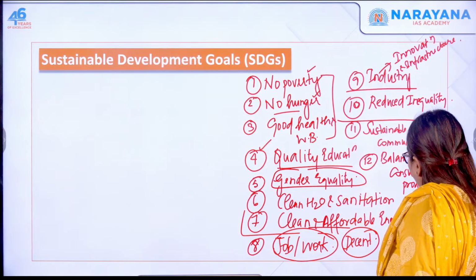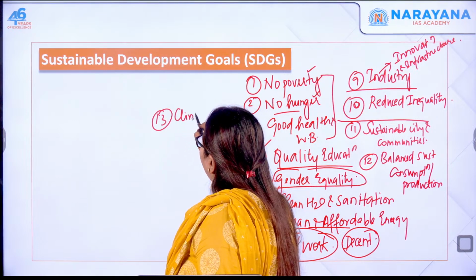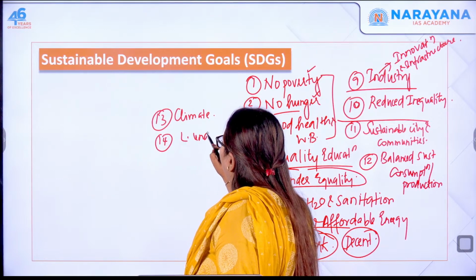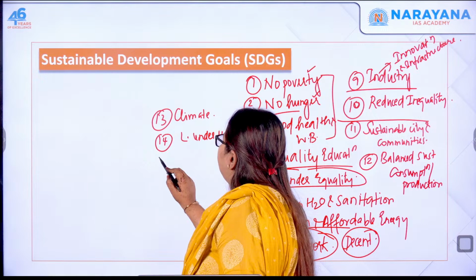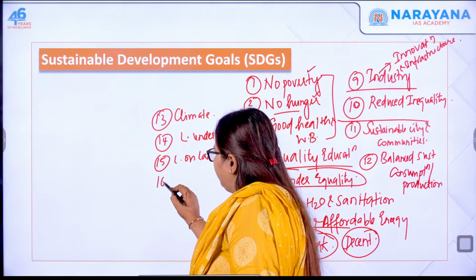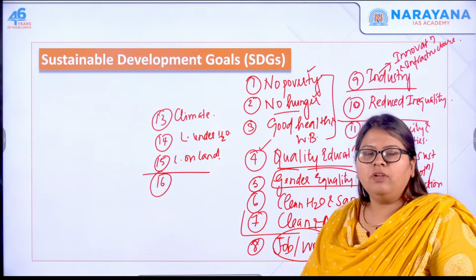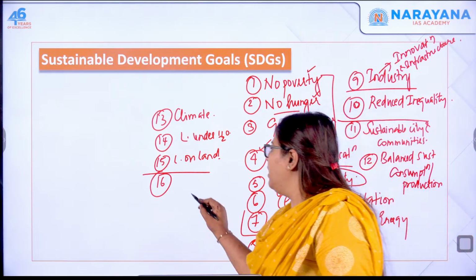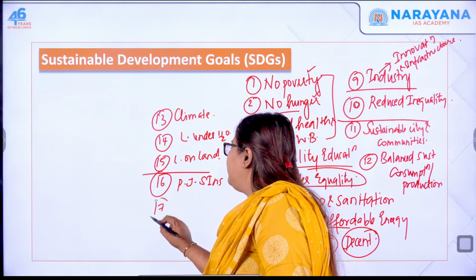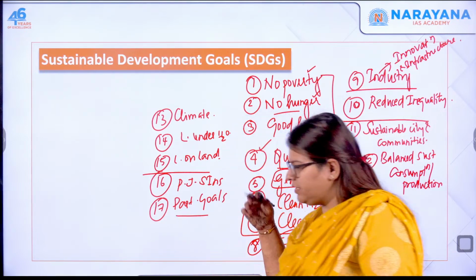Okay, and per se your SDG 13 will be climate action with respect to climate, and SDG 14 is life under water, and SDG 15 is life on land. SDG 16, all these 15 goals are possible only when you have peace, justice and strong institutions. Okay, so peace, justice and strong institutions should be there. And finally, the 17th one is partnership for the goals. So these are your 17 SDGs.